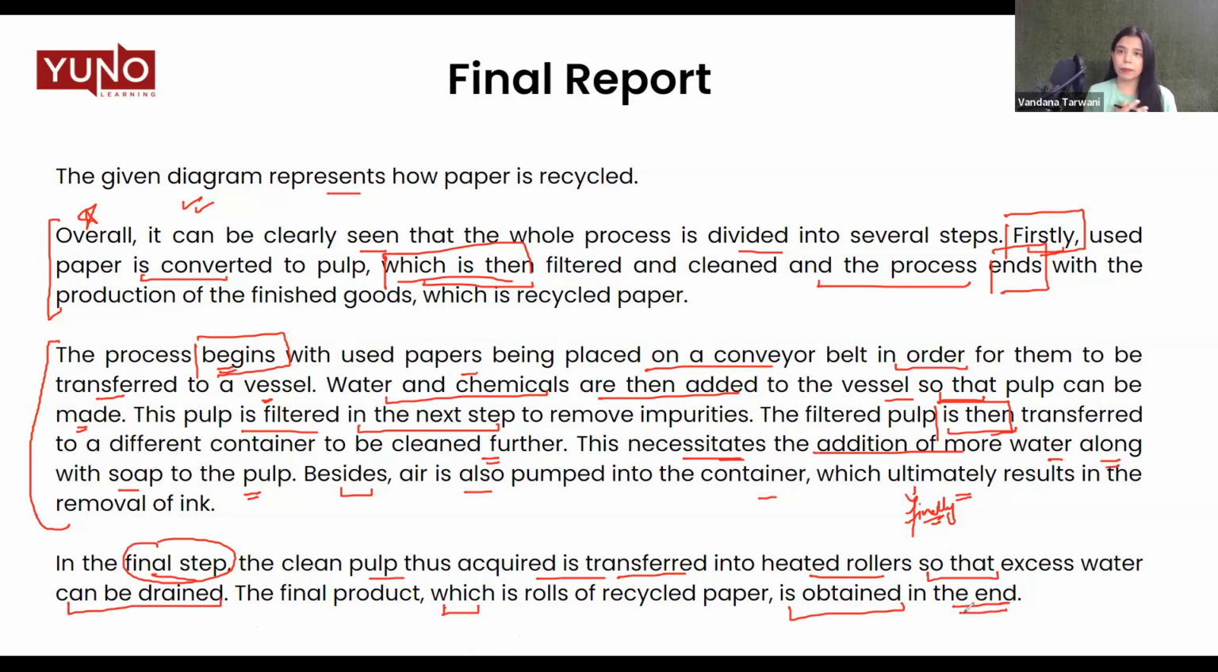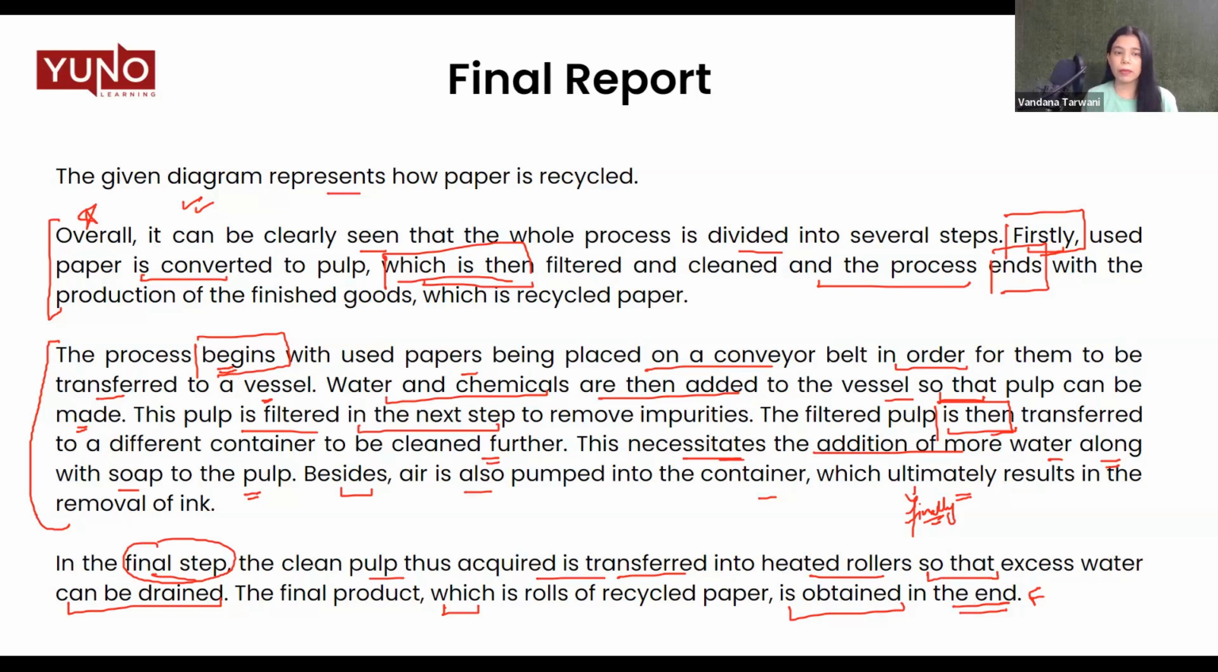So the final step is written in the beginning. Obtained in the end is written towards the end of the sentence, which is making it absolutely clear that this is the final step of the process. So this is how you need to keep your ideas connected if you want a high band score on the coherence and cohesion criterion, because the coherence and cohesion criterion is all about the structure and keeping your ideas together, well put together, using linkers wherever they are required.